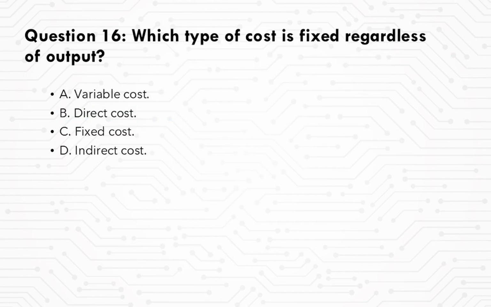Question 16. Which type of cost is fixed regardless of output? A. Variable cost. B. Direct cost. C. Fixed cost. D. Indirect cost. Answer: C. Fixed costs remain constant.